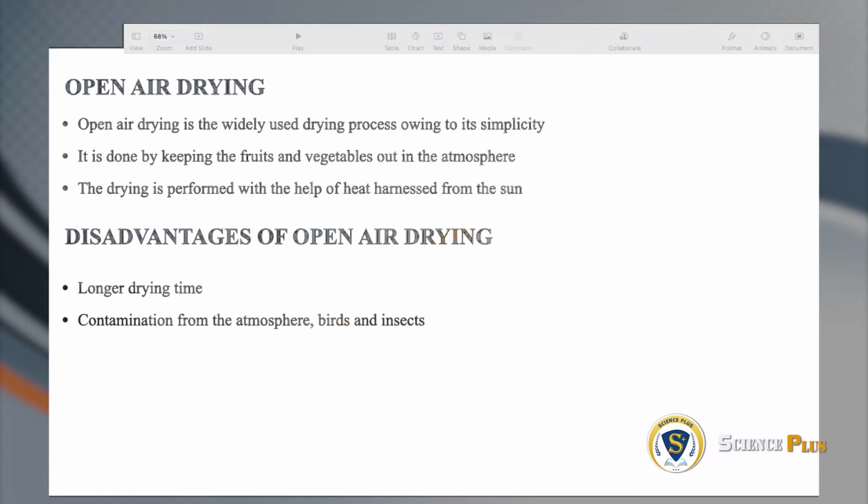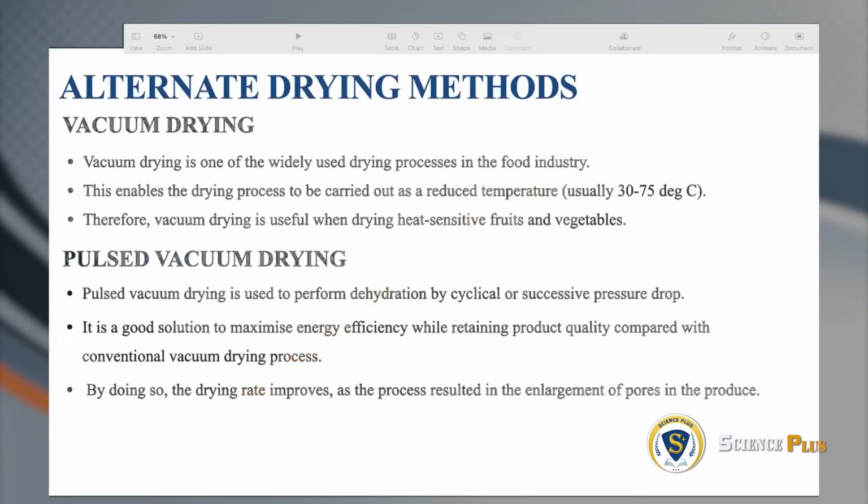So in order to overcome such difficulties, alternate drying methods have been developed over the years thanks to advancements in science and technology. One such method is vacuum drying, which, as the name suggests, uses vacuum pressure conditions to reduce the drying time. This process is relatively cheaper when done on a huge scale and produces higher quality dried products. As the drying pressure reduces, by the thermodynamic law, the drying temperature also reduces. This enables the drying process to be carried out at a reduced temperature of about 30 to 75 degrees Celsius. Therefore, this method is conducive for drying heat-sensitive fruits and vegetables.